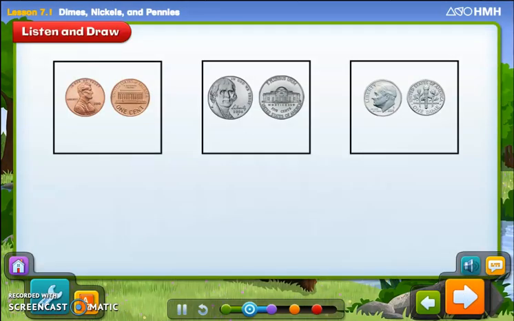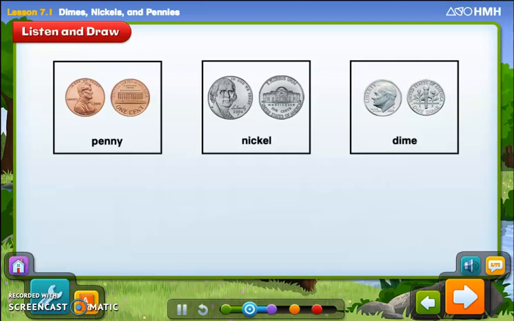Here are 3 different types of coins. This coin is a penny. Coins have 2 sides. This is the front side of the penny. And this is the back of the penny. Here's the front and back of a nickel. A nickel is larger than a penny. Here's the front and back of a dime. A dime is the smallest of these 3 types of coins.